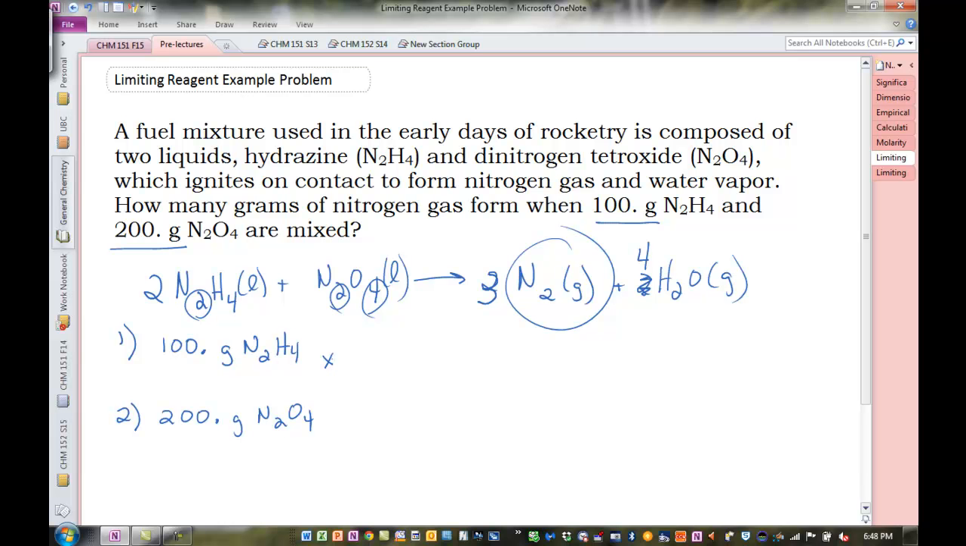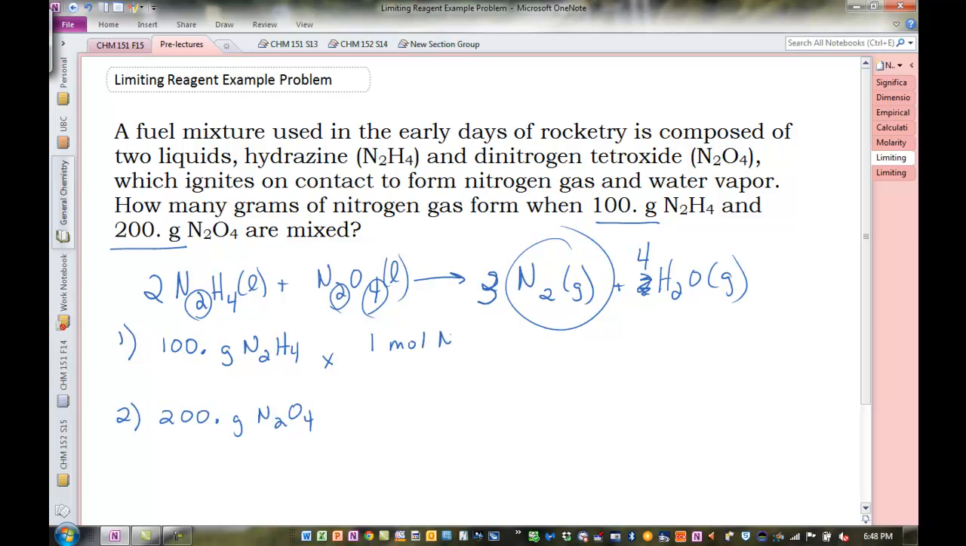All right, so we want to go from reactant to product. How do we compare things in a balanced equation? How do we compare them? Yeah, we compare them in terms of moles. So your first thought here should be, we have to get to moles of N2H4. How do we do that? Yeah, we use the molar mass. So calculate the molar mass of N2H4.